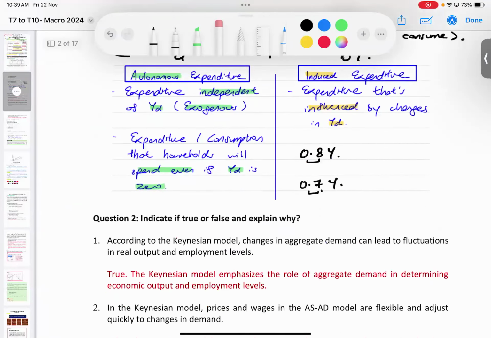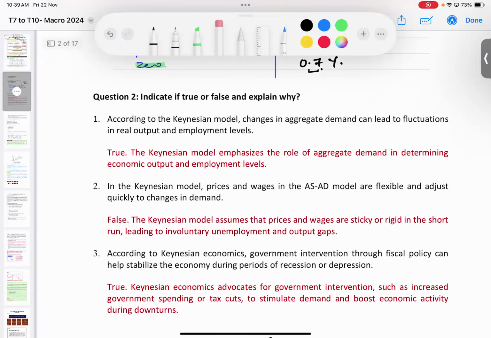Okay, let's have a look into theory questions. Quick one. According to the Keynesian model, changes in aggregate demand can lead to fluctuations in real output and employment level. Correct? Changes in aggregate demand, like consumption, investment, government spending, and net exports, will lead to changes in real output and employment level. So correct. Next one: in the Keynesian model, prices and wages in the AD-AS model are flexible and adjust quickly to changes in demand.